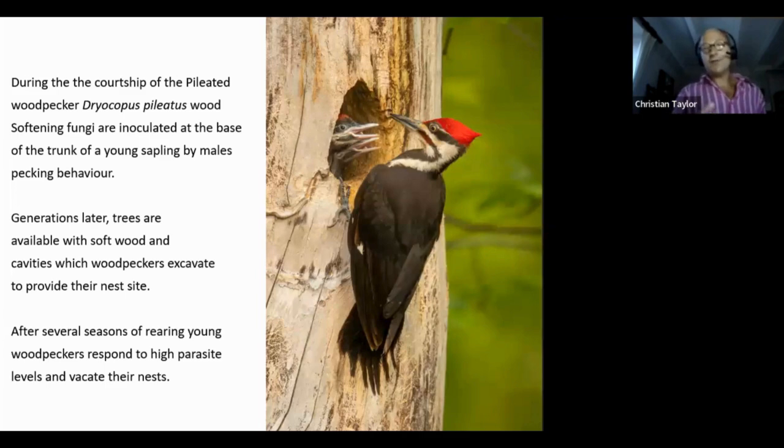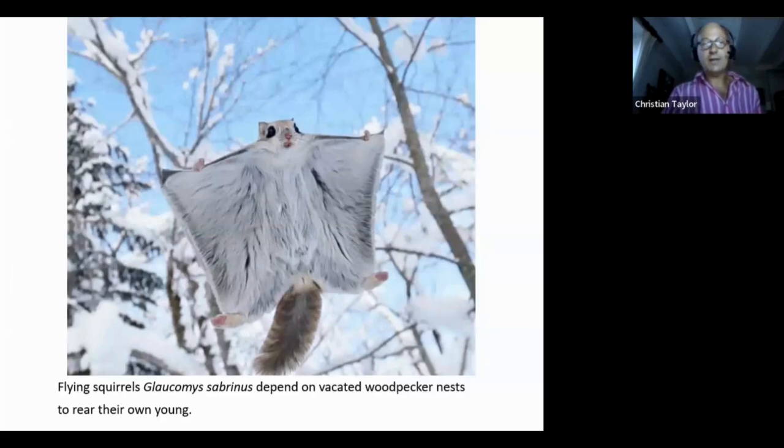But what's also really interesting about this story, because we haven't quite ended it, is that the pileated woodpecker, after several seasons, gets evicted by ticks and lice and that sort of thing. So they get a high mortality rate, if you like, of their young. So they have to go off and excavate a new site. And inside the old pileated woodpecker nests, one of Canada's most important keystone species then moves in, the flying squirrel.